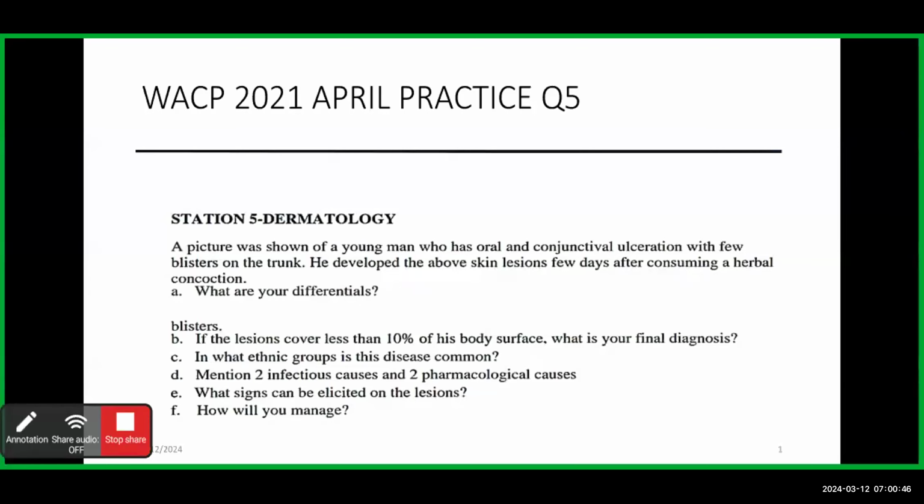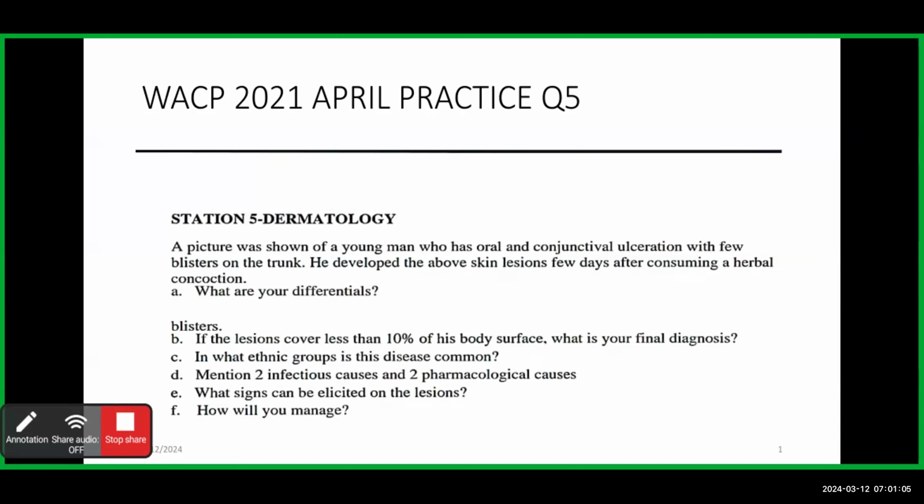A picture was shown of a young man who has oral and conjunctival ulceration with a few blisters on the trunk. He developed the above lesions 3 days after consuming herbal concoction. The first question says, what are the differentials? The B part says, if the lesions cover less than 10% of the body surface, what is your final diagnosis?